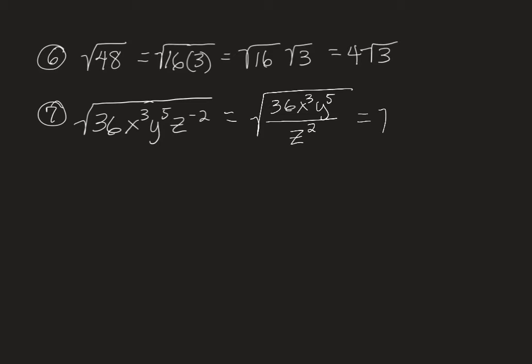So now let's take a look at what we have here. We have 36 is equal to 6 squared. X cubed is equal to x squared times x. And, okay, think about this one for a minute. Y squared is y to the 4th. Okay, because 2 times 2 is 4. And y to the 4th times y will give us this y to the 5th.